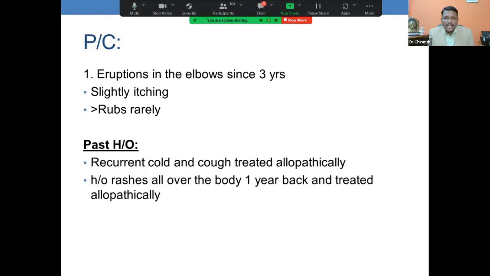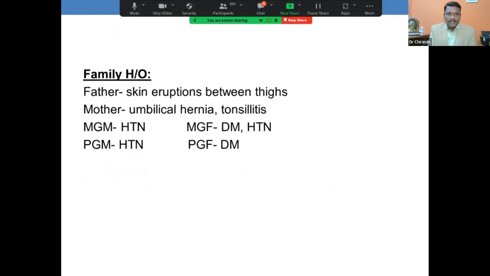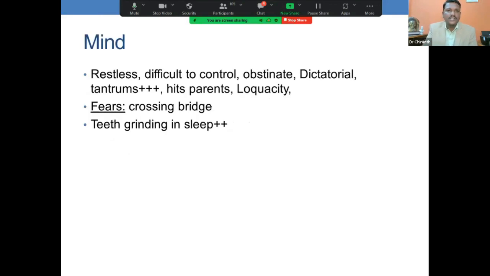In the past history he had recurrent cold and cough, and he was treated allopathically. He had rashes all over the body 1 year back, treated allopathically, and they all subsided with the medication. That was the only history we got. The father had some skin eruptions between the thighs, and the mother had umbilical hernia and tonsillitis. Nothing much other than hypertension and diabetes in the maternal and paternal grandparents.